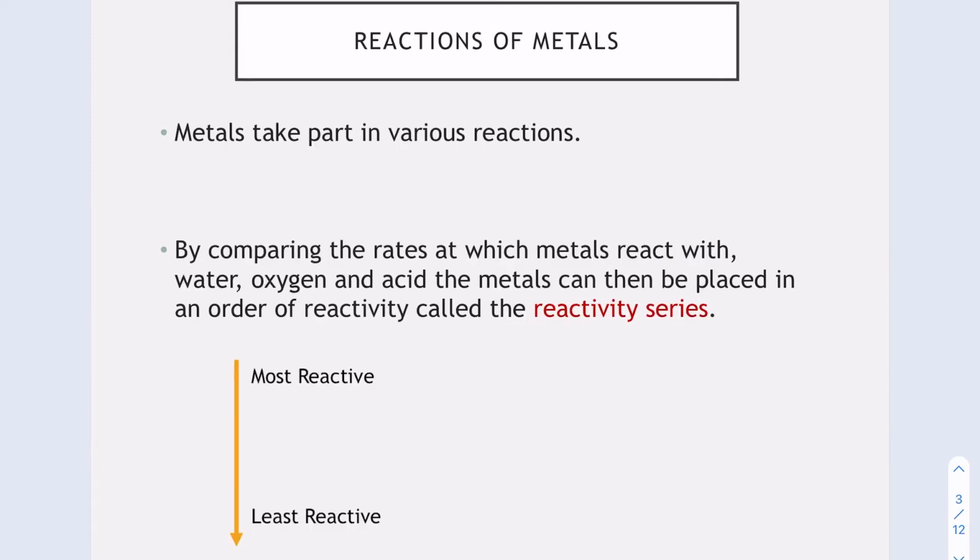Metals take part in different reactions. We're going to have a look at 3 of the different reactions today, and what we can do is compare the rates of reaction from experiments to be able to place the metals in an order, and we can call that the order of reactivity. It can also be called the reactivity series.